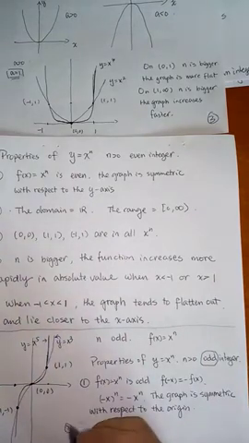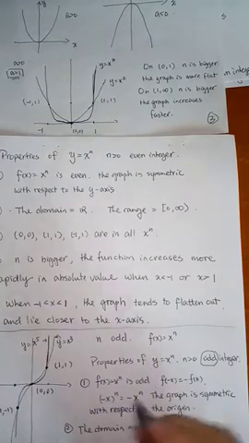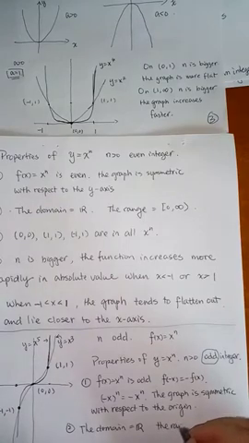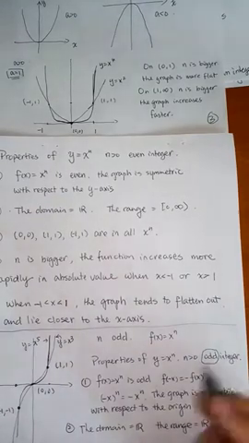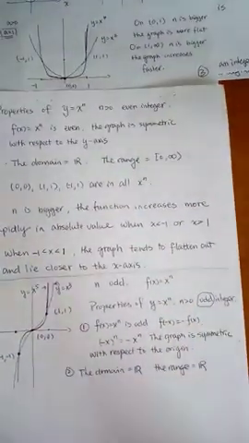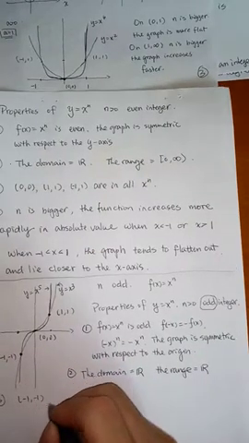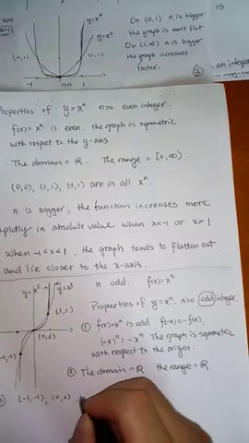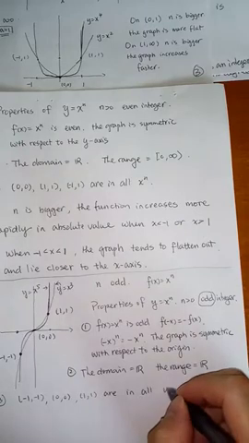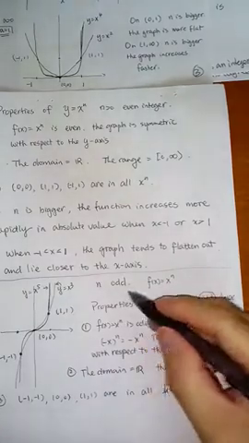Second one, the domain is the set of all real numbers. It's defined everywhere. The range is also from negative to positive infinity, so it's from bottom to top. 3, the common points. This time we get (-1, -1), (0, 0), (1, 1) are in f(x) equal to x to the n, n odd. Keep in mind n is odd.